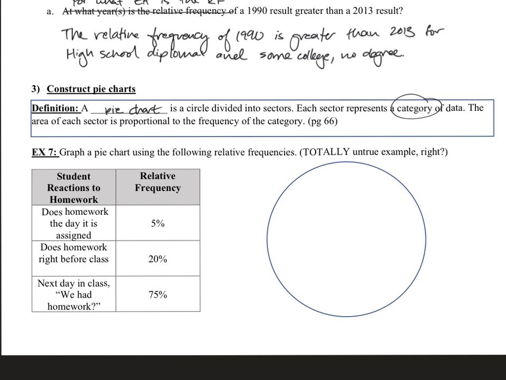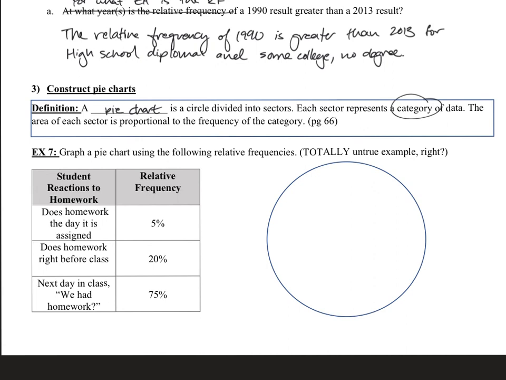So let's see, you graph a pie chart using the following relative frequencies. We have an example here of student reactions to homework: does homework the day it's assigned, does homework right before class, next day in class, we had homework? As I said, it's a totally untrue example, right? Everyone does it on the day homework is assigned, right? Okay, so here we go. The relative frequency is apparently only 5%. How horrifying. And then doing homework right before class is apparently 20%, and doing it the next day in class is, we had homework?